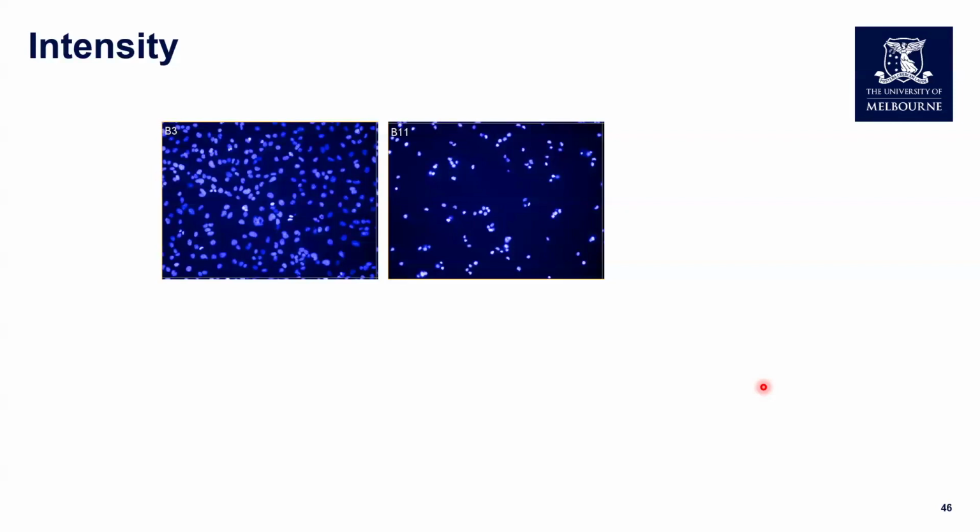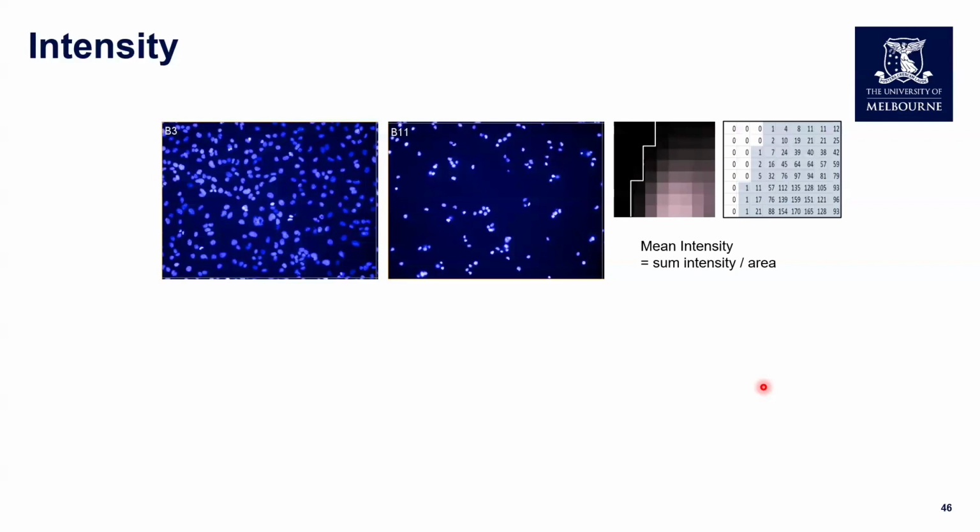The next common measurement for fluorescence images is intensity. If we would like to compare the brightness of the objects in this image, we can measure the mean intensity of each object. Mean intensity is the sum of total intensity values divided by the area of the object. So this represents the standardized intensity regardless of the size of the object. This is the right way to measure the brightness of an object.